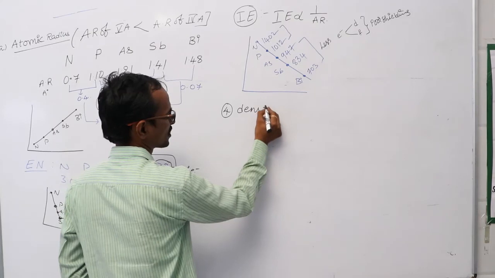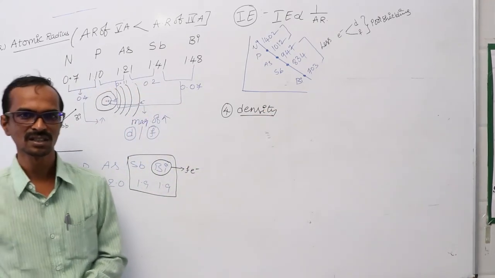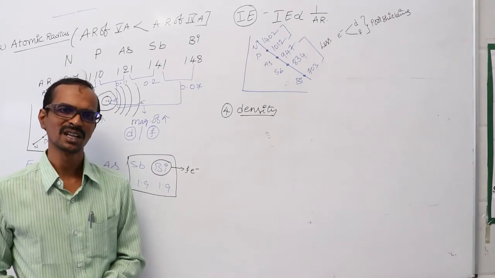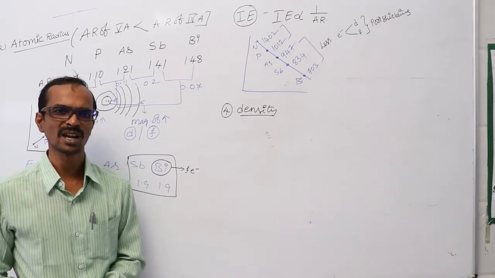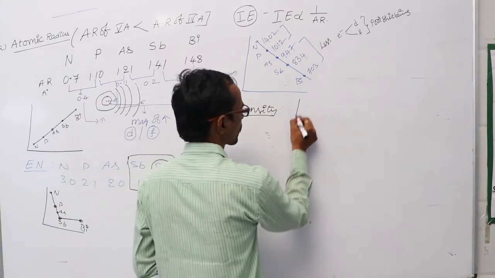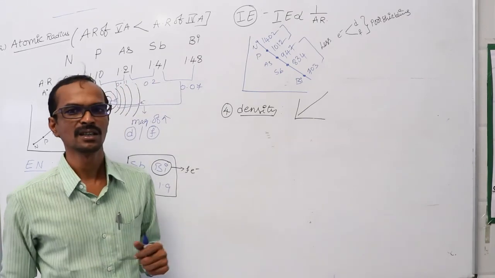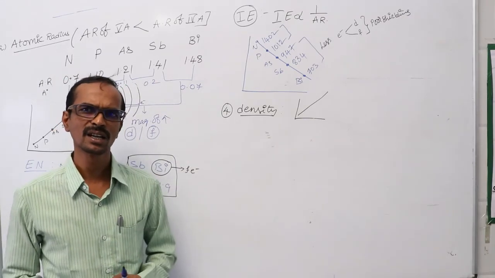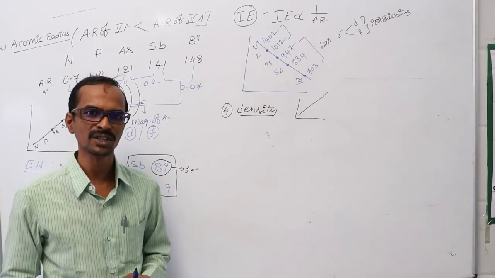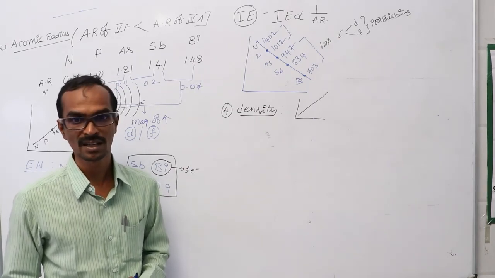I would like to discuss density. Simply, density increases from nitrogen to bismuth, that I want you to just remember. And just one point I would like to add over here, which is very useful for you if you get any problems in physical chemistry.